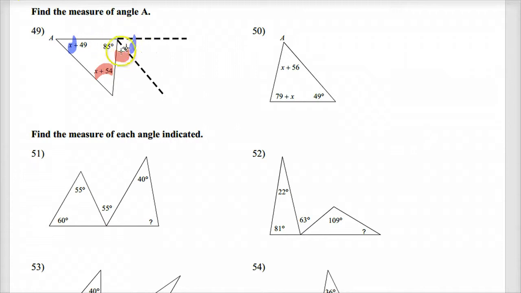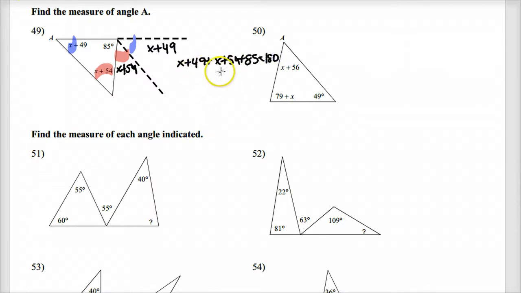Now this is a little more challenging just because you have lots more variables in it. So we would have x plus 49 plus x plus 54 plus the third one here, 85. So x plus 49 plus x plus 54 plus 85 equals 180. Well, that's a lot of work there. All right, let's see what we can do.